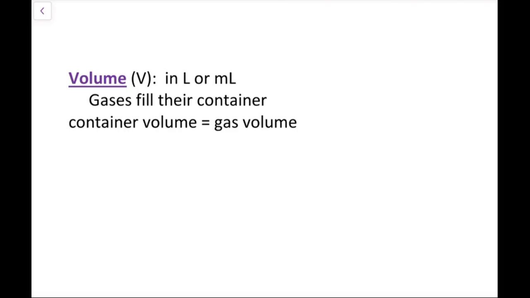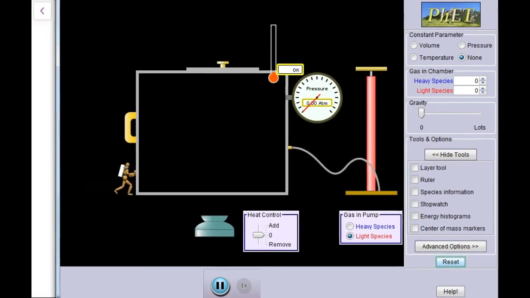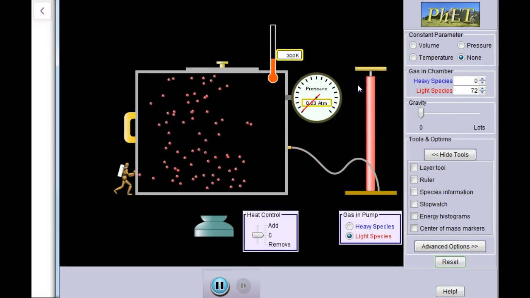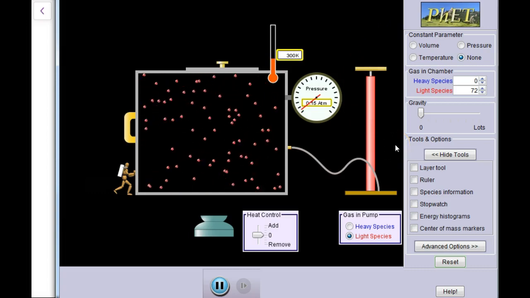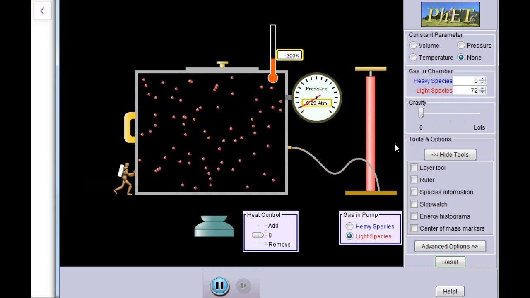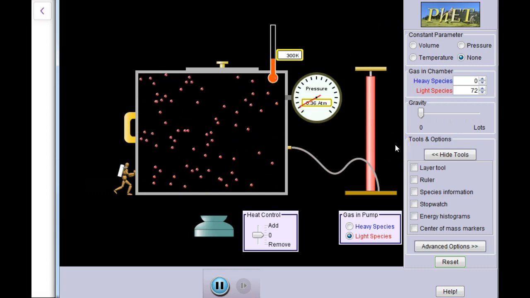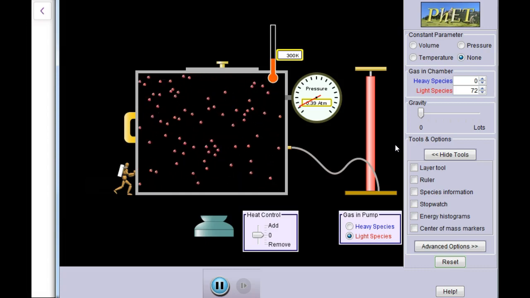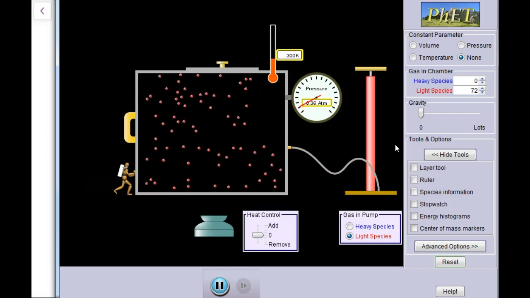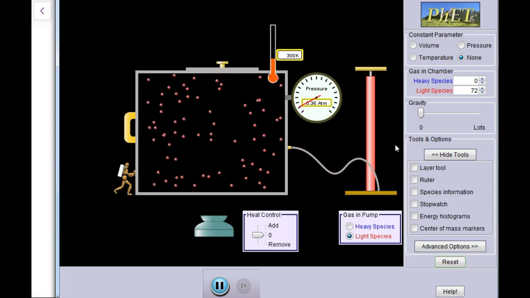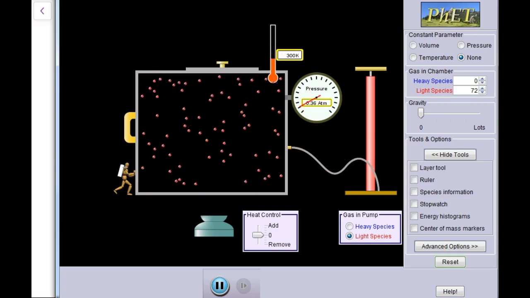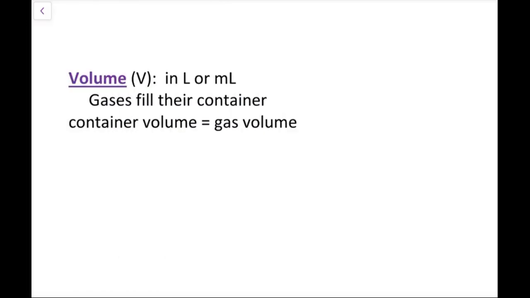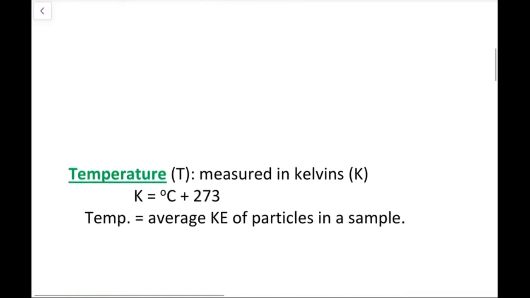So I've got our little PhET simulation here to show this. If I'm going to pump this little bicycle pump and put a gas sample into the little box, into the tank, the gases expand. They have enough kinetic energy that they will always expand to fill their container. And so if we want to know what the volume of the gas sample is, it's the same as the volume of the container. So if it's a 10-liter container, we would say that the volume of the gas is 10 liters. Okay, so that's volume.